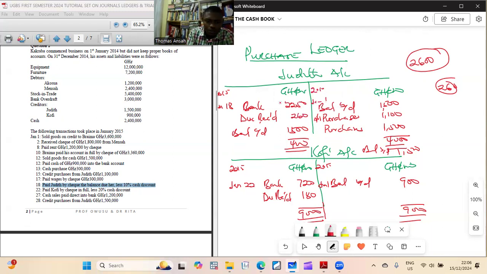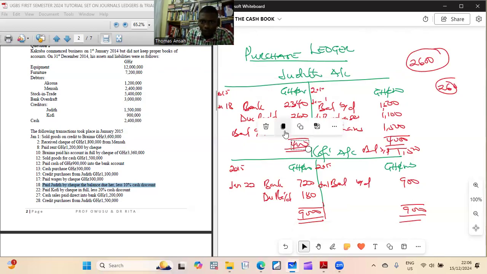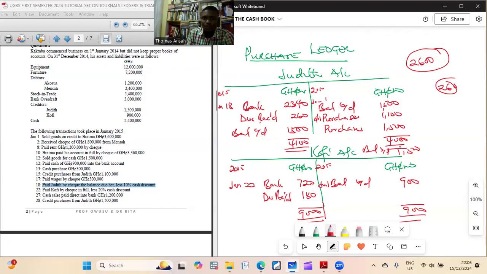So 2,600 minus 260 should be 2,340. That's a lot to do. One mistake. 2,340, making this side 4,100. So 4,100, and therefore, I think as for the balance, it's the same, it's 1,005. So hallelujah, it doesn't really affect the balance.